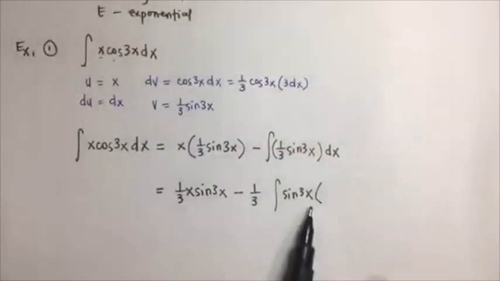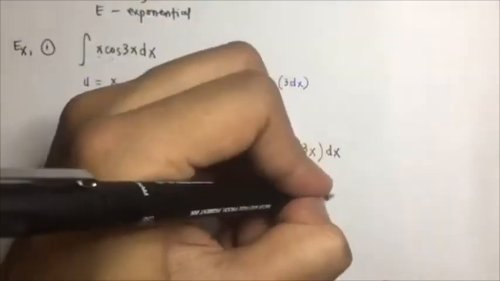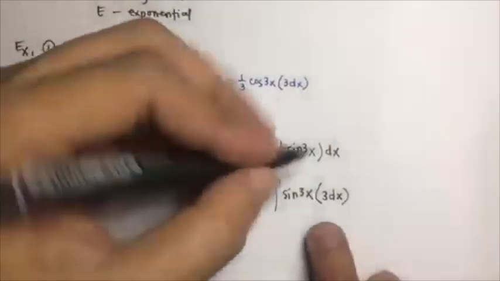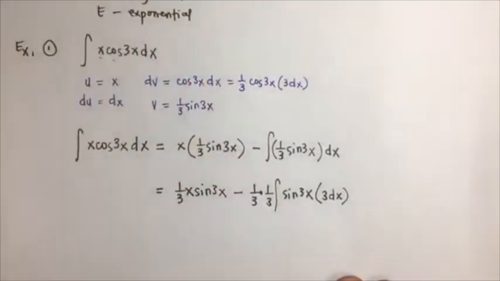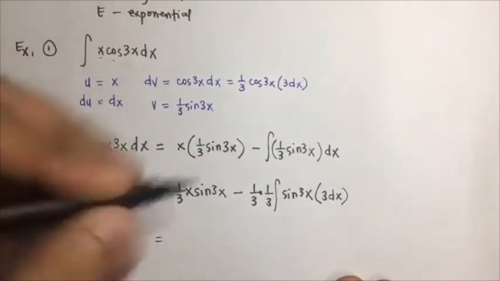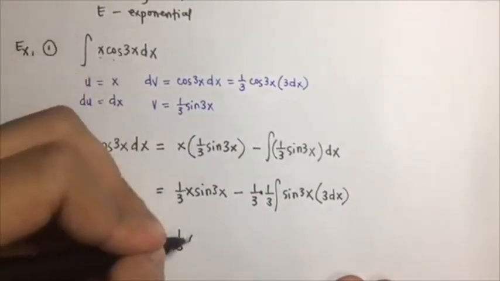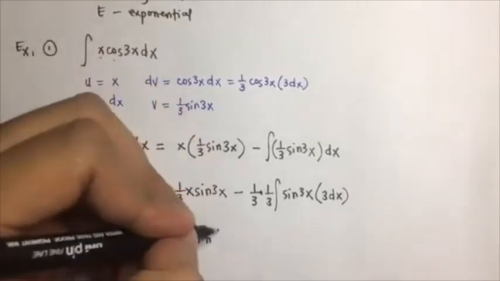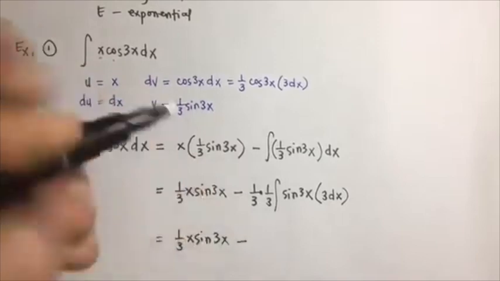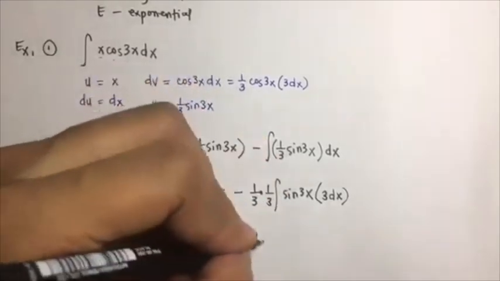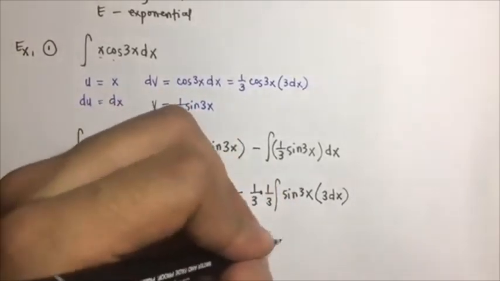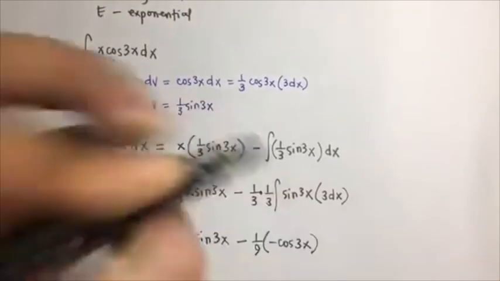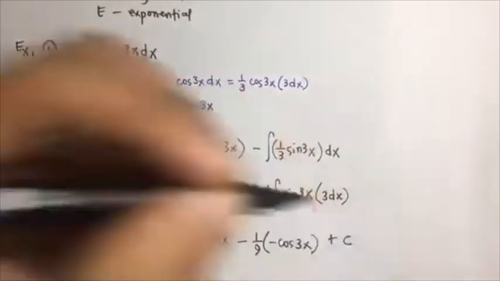So the differential part should be the complete differential of 3x. So therefore, there should be 3 there. So 3 dx. Since we put 3 in here, outside we must multiply again 1/3. Okay. So this will be equal to 1 over 3x sine of 3x minus, so 1/3 times 1/3 is 1 over 9. Integral of sine is negative cosine. Since we finished integration, so plus c.